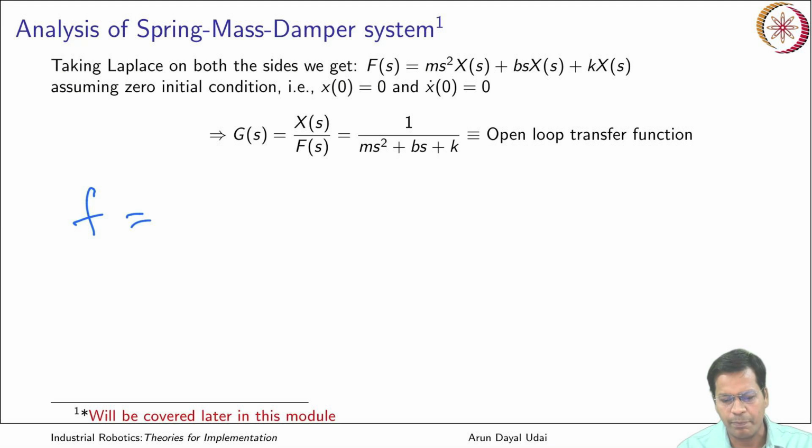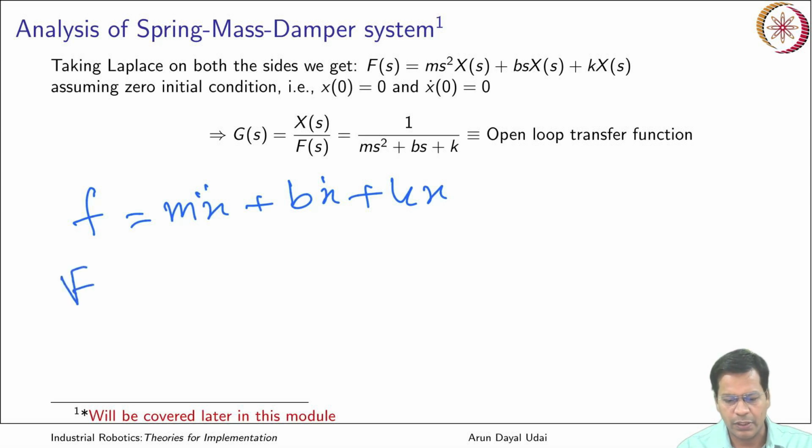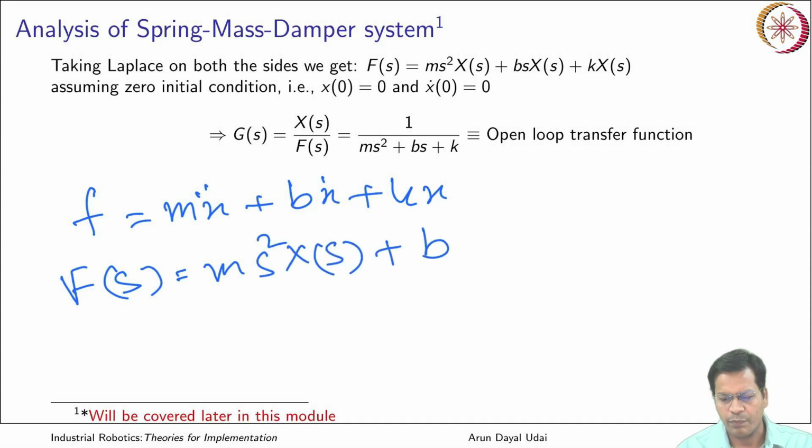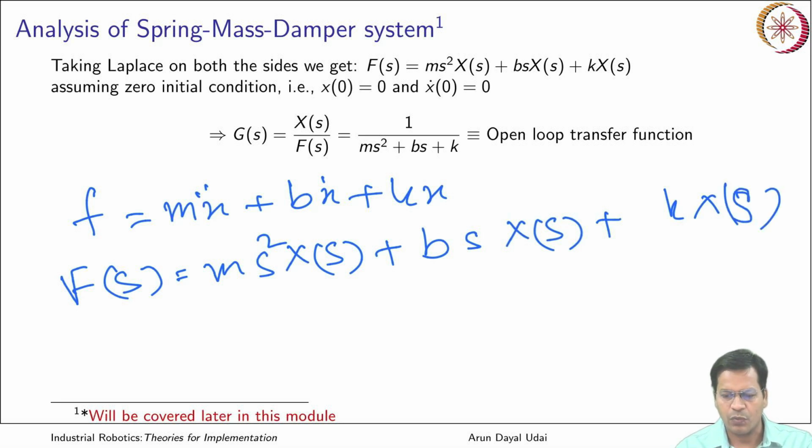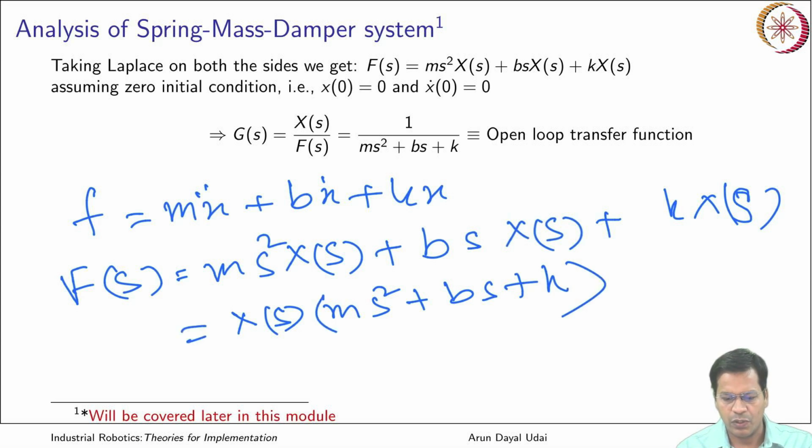was your fundamental equation. F(t) is equal to mx double dot plus bx dot plus kx. So if you take Laplace on both the sides, what do you get? So it is F(s) equal to ms square X(s) plus bs X(s) plus k X(s). So if you take all these common, what do you get? X(s) into ms square plus bs plus k is equal to F(s). Okay, so you got it.